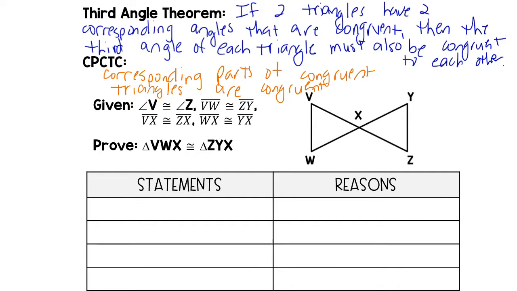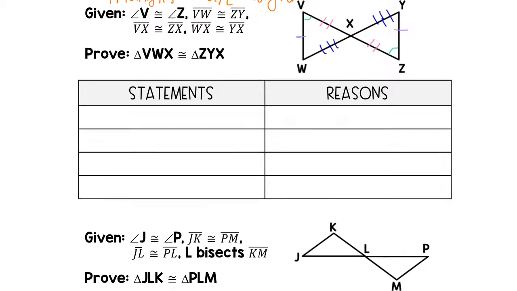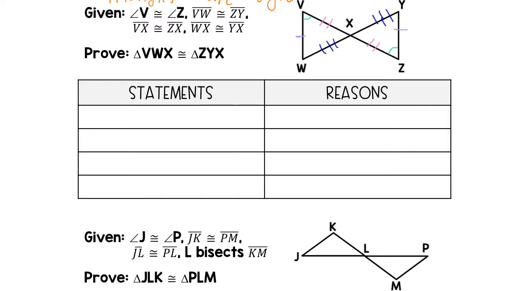We're given that angle V is congruent to angle Z. Segment VW is congruent to YZ. Segment VX is congruent to ZX. And segment WX is congruent to XY, or YX. So we want to prove, beyond a shadow of a doubt, that triangle VWX is congruent to triangle ZYX.